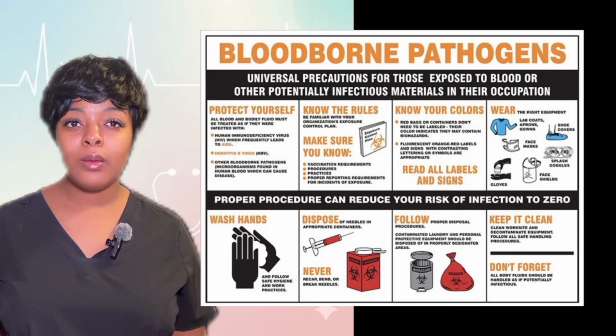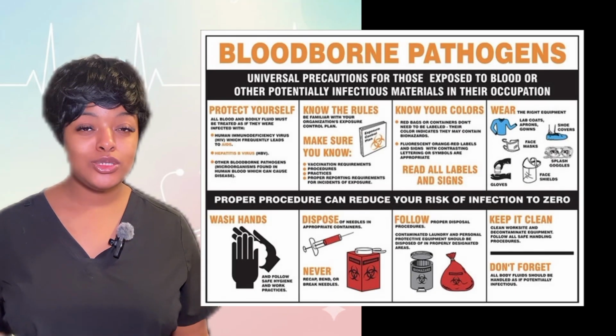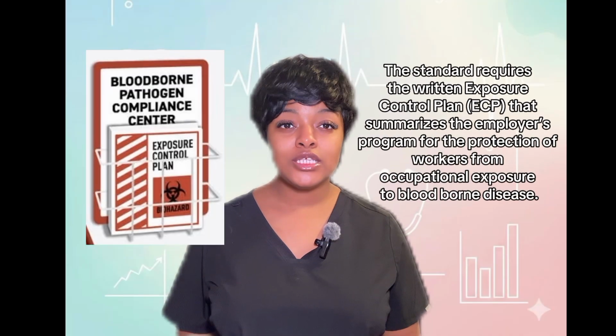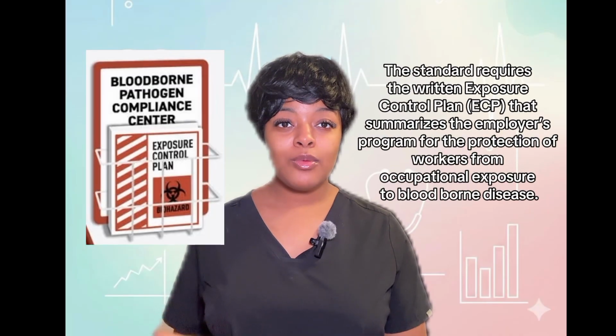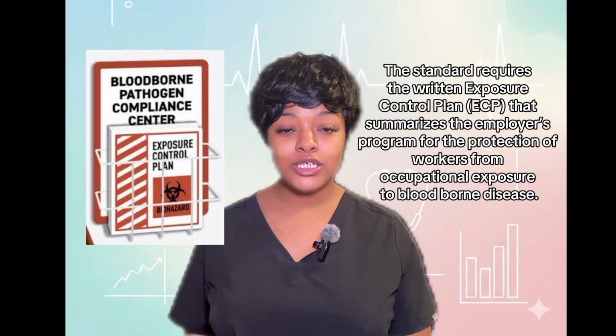OSHA published the blood-borne pathogen standard to recognize the potential of occupational exposure to blood-borne diseases. The standard requires the written exposure control plan that summarizes the employer program for the protection of workers from occupational exposure to blood-borne diseases. I'm going to provide a list of everything that is required of the ECP in this next slide. So if you want to take a screenshot, get ready.